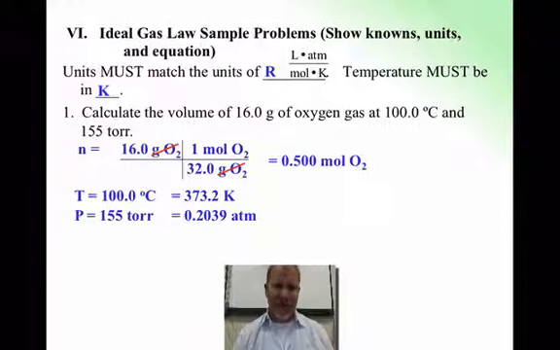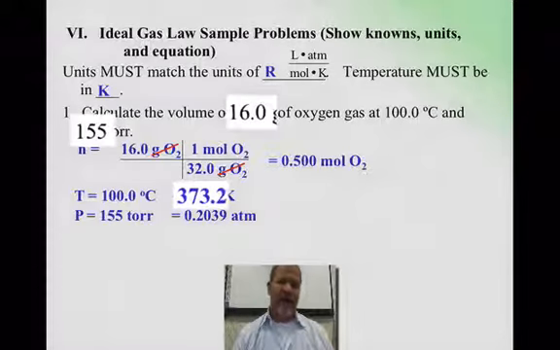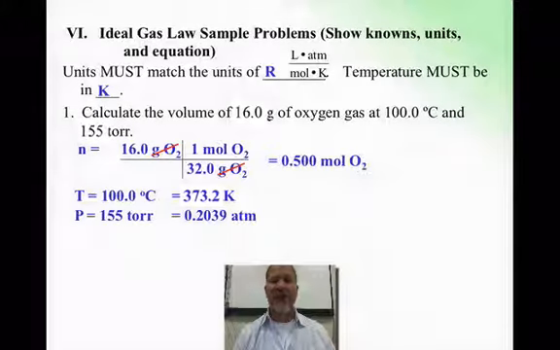Ultimately, does it matter here? No, it doesn't, because when I look at sig figs, I always go back to my original value. For my amount, I look at grams, 3 sig figs. For my pressure, I look at 155 torr, 3 sig figs. Temperature, however, I must look at in Kelvin, and that's 373.2, 4 sig figs. So the fewest sig figs are 3. My answer is going to have 3 sig figs.